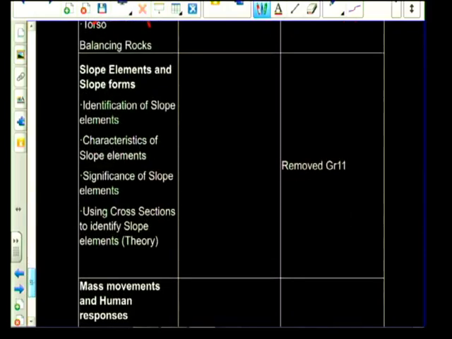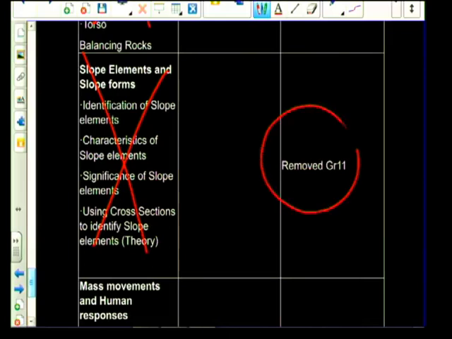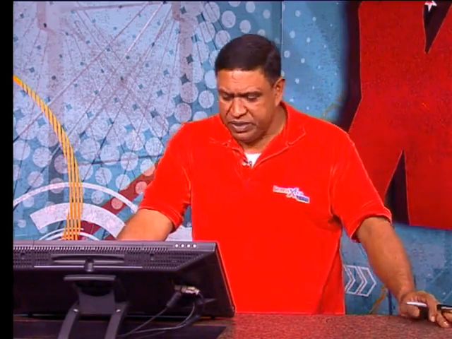Another one, the slope and slope forms, the different elements of the slope. Remember, talus, pediment, etc., which you've done in grade 11. The significance of slope elements, using cross sections to identify slope elements. All right, all this has been taken out, and you would remember done in grade 11. Okay, so it's a huge chunk of your geomorphology that has been removed.